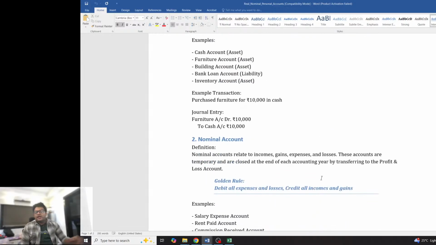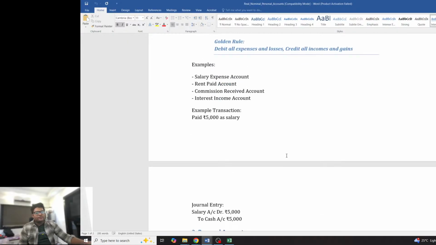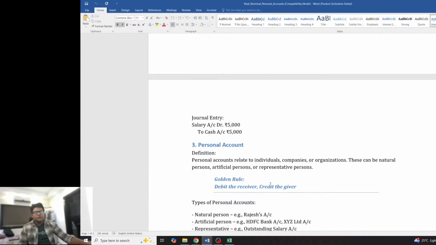Then there is: debit all expenses and losses, and credit all the income and gains. And this is for nominal accounts. And similar to that, you have the personal account, which says debit the receiver, credit the giver. So these are the three fundamental things that every person learns when accounting is taken as a subject, and based on that only we will be passing our journal entries.